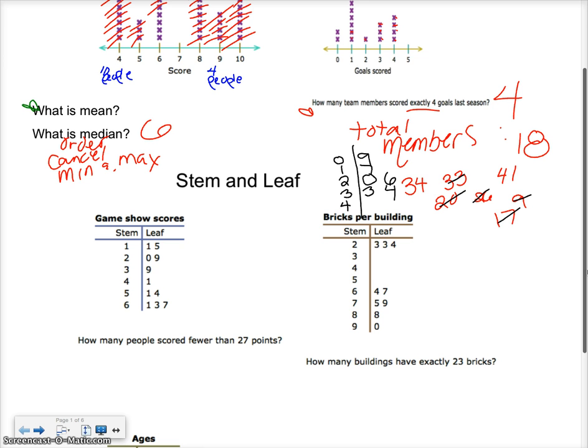So I'd have 33, 34. And then in my 40s, I have a 41. So I have a total of, when you talk about total with stem and leaf, you count the leaves. I have a total of 1, 2, 3, 4, 5, 6, 7 different numbers.